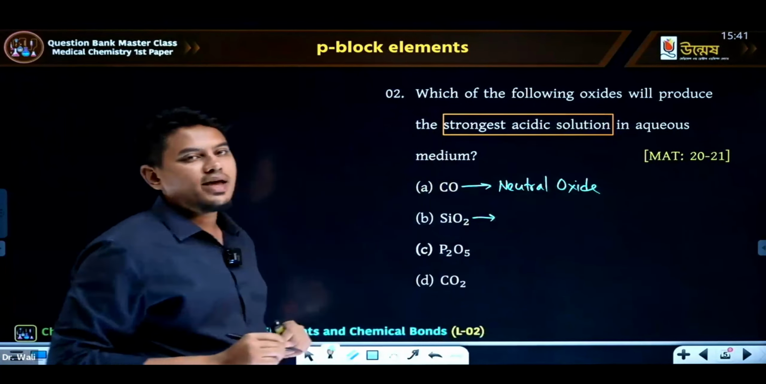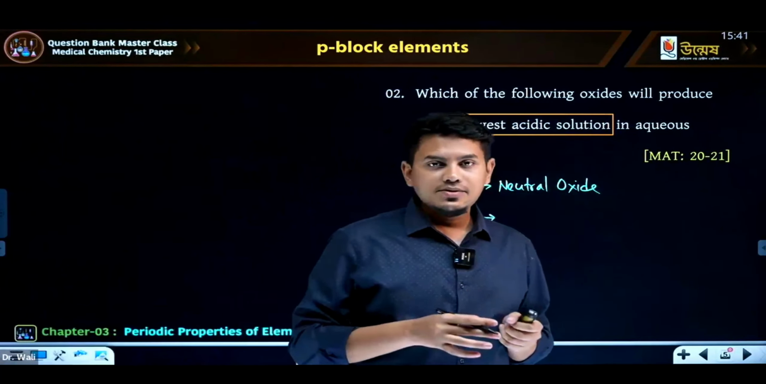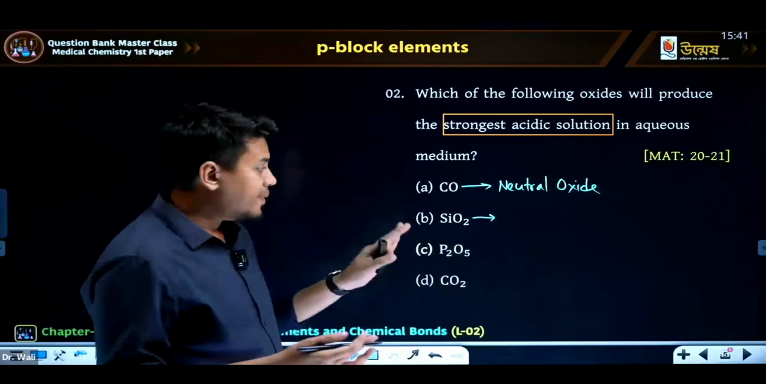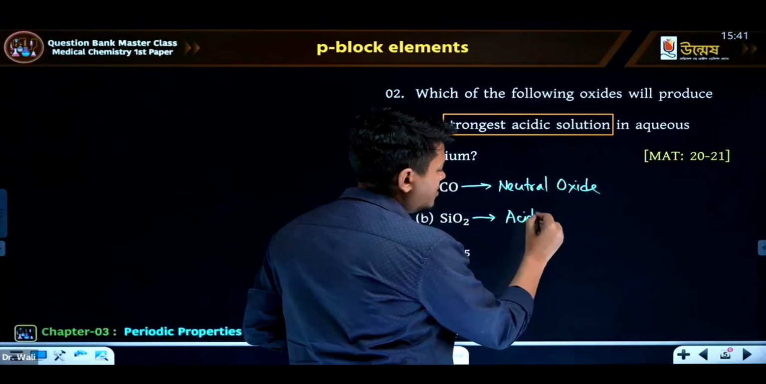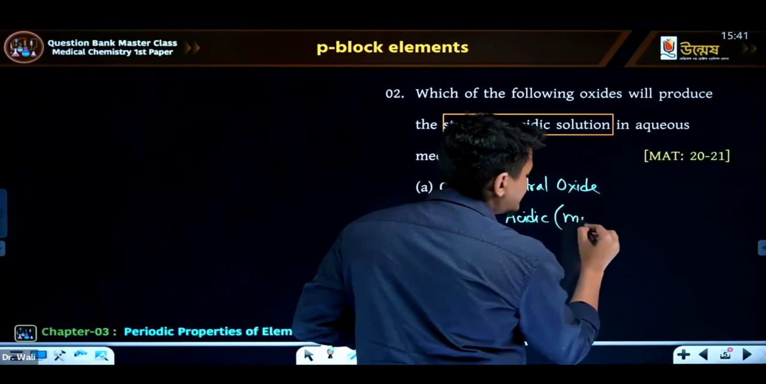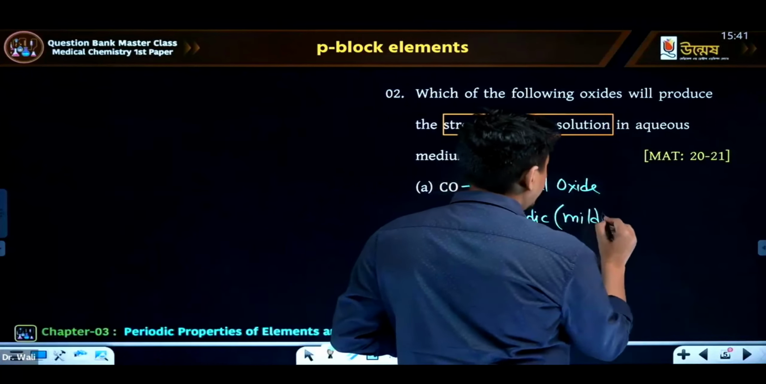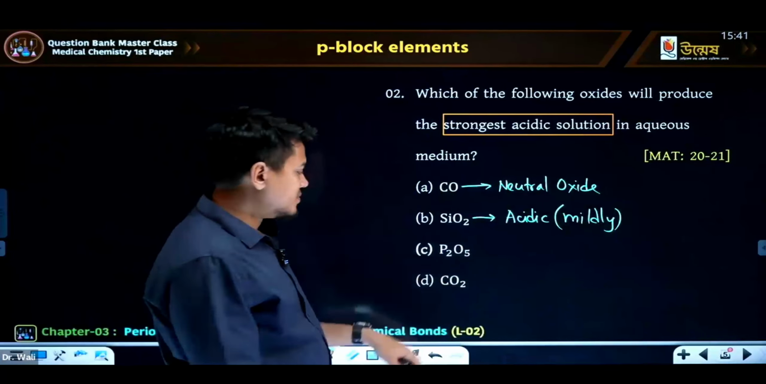Silicon dioxide. Silicon dioxide is a semi-metallic oxide, which is a bit acidic. Actually, it is supposed to form an acidic solution, and though it creates an acidic solution, it is very mild, since it is not actually metal, not actually non-metal. It is a metalloid. For this reason, it generates a mildly acidic solution. It will not be the answer.